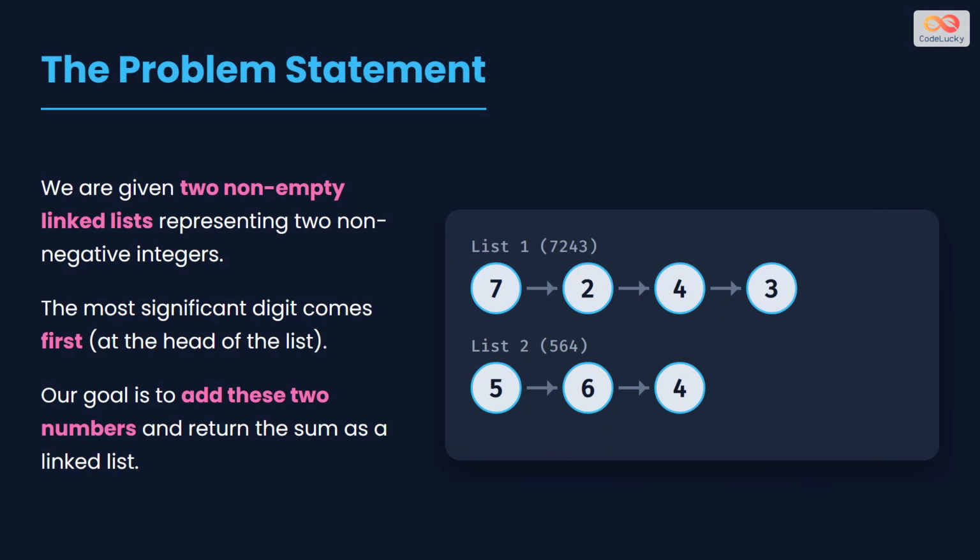Let's look at the problem. We are given two linked lists. Each node in the list contains a single digit. These lists represent two non-negative integers. The catch here is that the most significant digit comes first, at the head of the list. We need to add these two numbers and return the result as a new linked list.